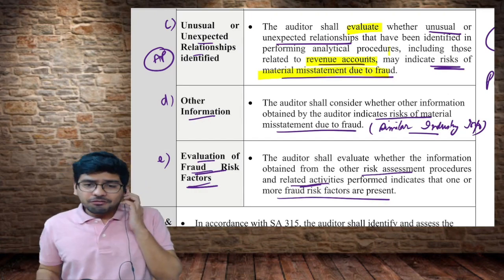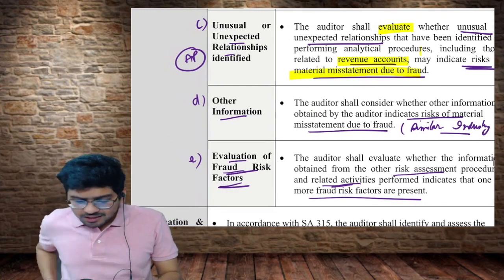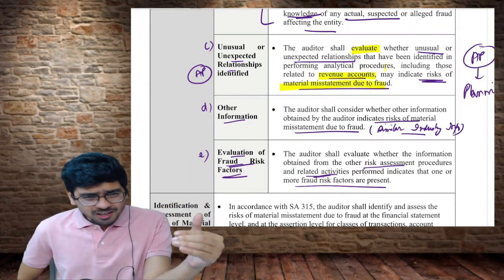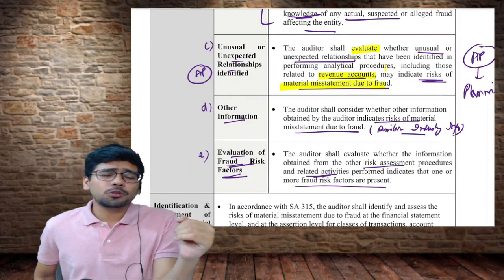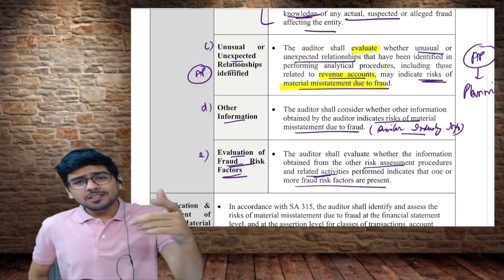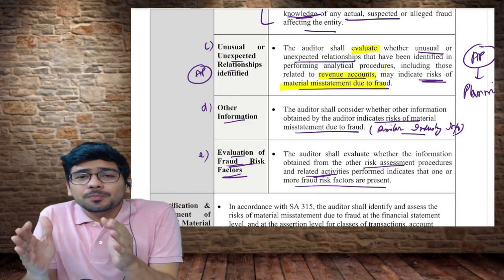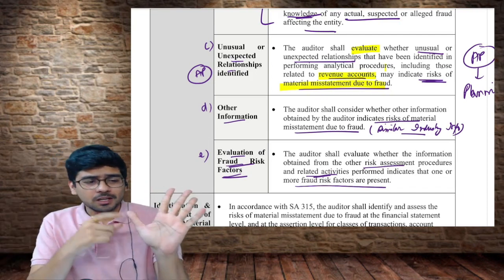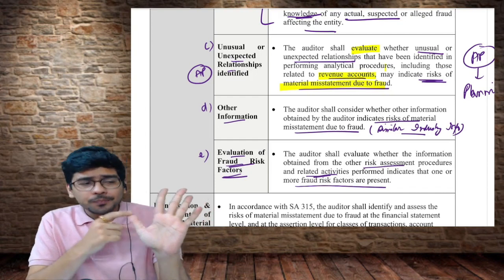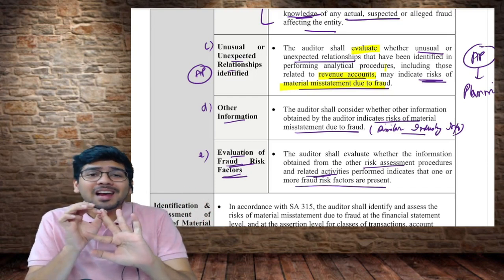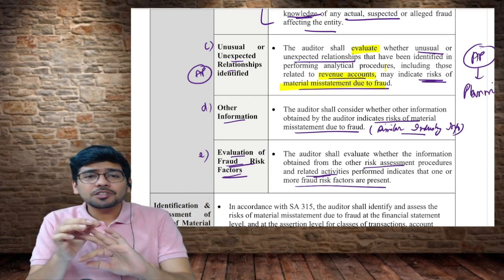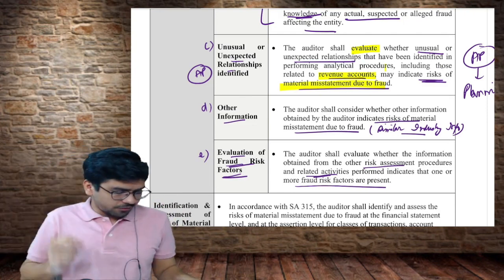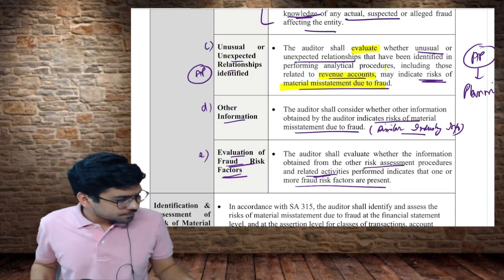Okay, so these are the 5 points. Please remember, I feel that this is an important question. If they ask a question directly from 240, as such the chances are very slim, but still if they ask you a question directly from 240, it is going to be explain the risk assessment procedures with respect to 240. So 5 heads you have to understand: inquiring of the management, inquiring of TCWG, analytical procedures, other information, and determining or evaluating the fraud risk factors. Is the topic clear to everyone?